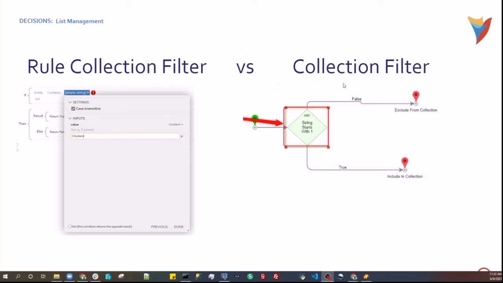And for a collection filter, the key difference is, as you see, instead of just having one statement rule, with the collection filter we can have multiple rules if need be. We can set up even more logic to be evaluated through that process. And at the end, we have two different outcomes where you can include it in a collection or exclude it from the collection. So a little bit more dynamic in how you can set up your workflow for the collection filter.